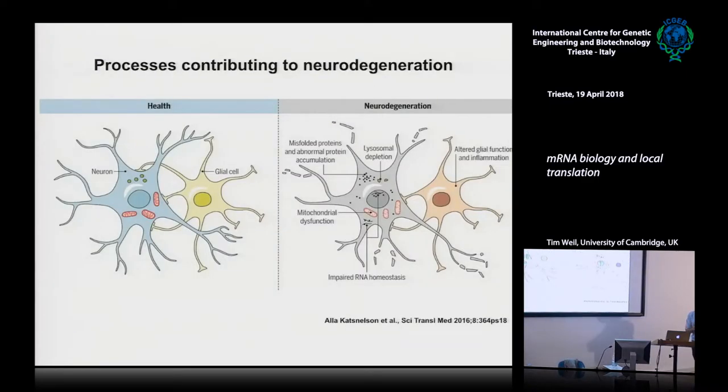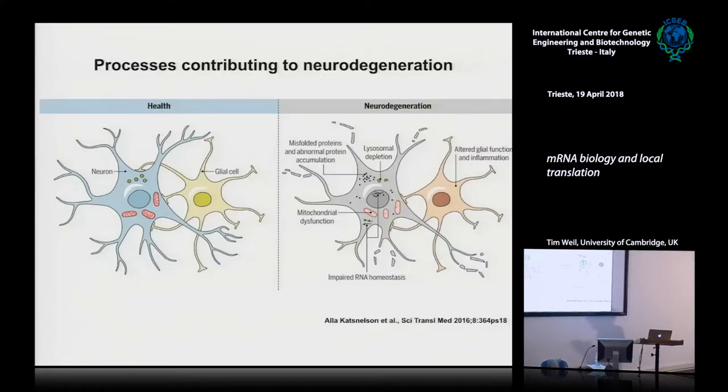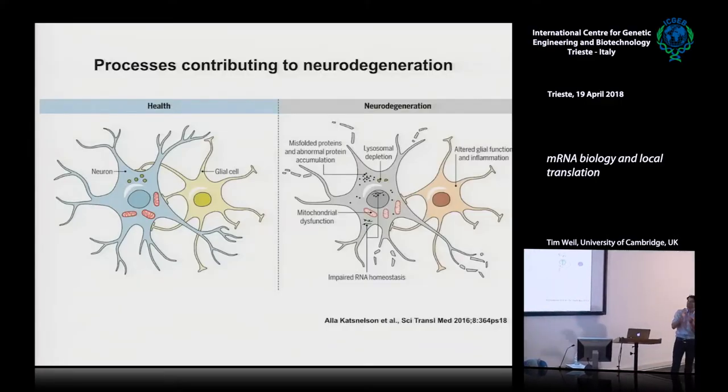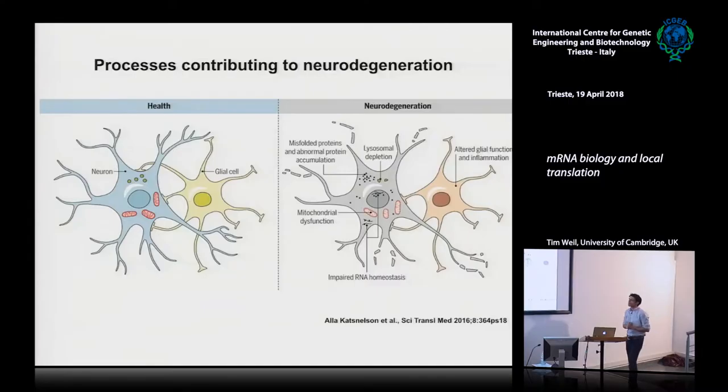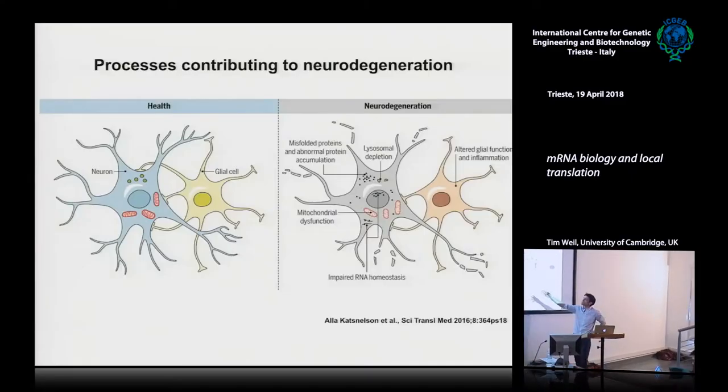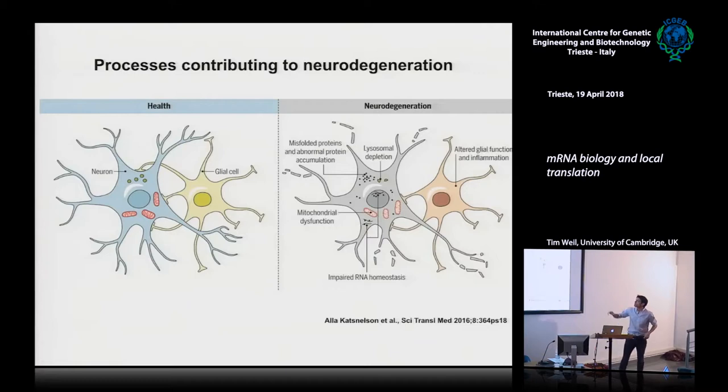And these processes are all contributing to different types of neurogenesis. So we see a nice example of health, these healthy neurons being supported by the glial cells. And we see what happens here with neurodegeneration. You can see misfolded proteins, and you're getting abnormal accumulation. You see problems with the lysosomes, linking back to the lectures you guys have heard. We also see these altered glial cells, as well as problems with the mitochondria. All right, so this all does fit together quite nicely.